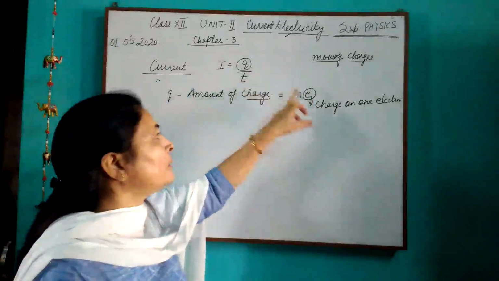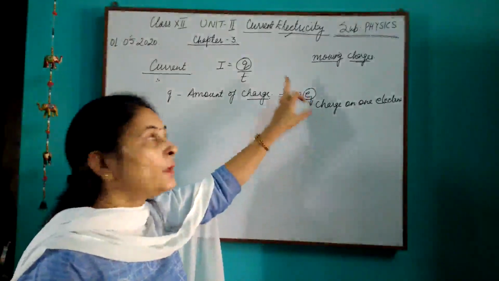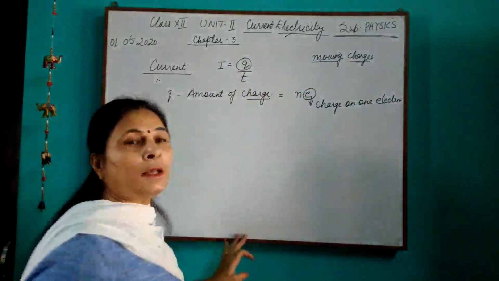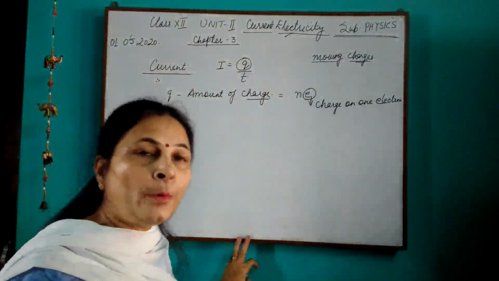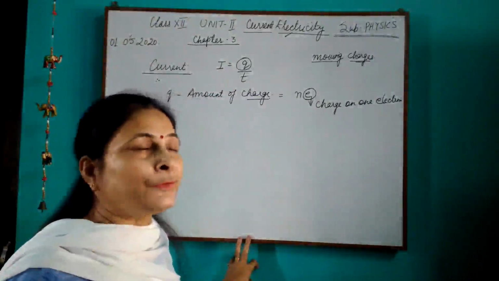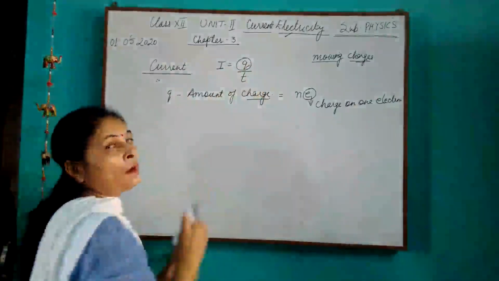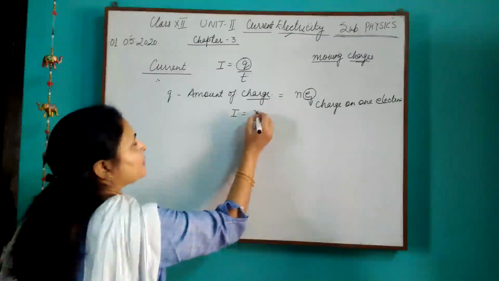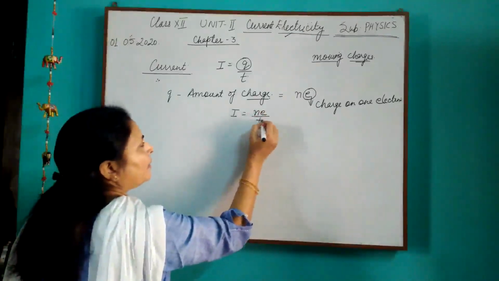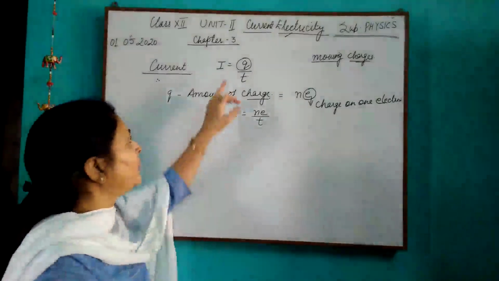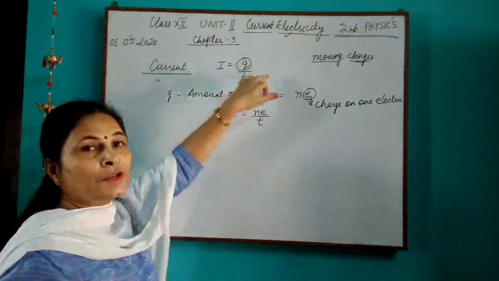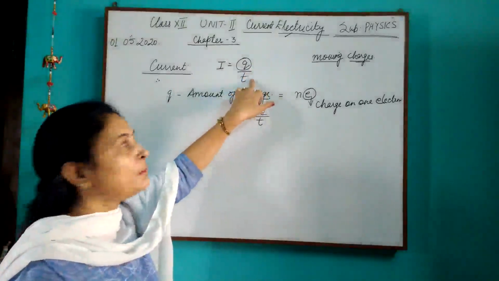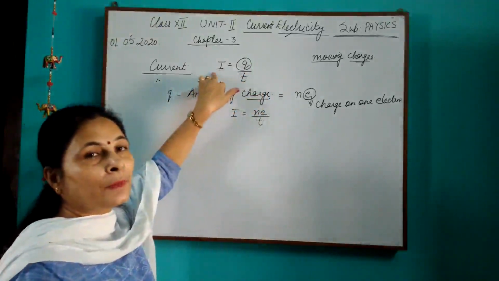Many students get confused between Q and E. Q is the total amount of charge, E is the charge on one electron. Depending upon how many electrons are being transferred, you will get the total amount of charge. So this can also be written as I is equal to N E upon T. And the definition can be given from the expression itself: charge moving per unit time is known as current.